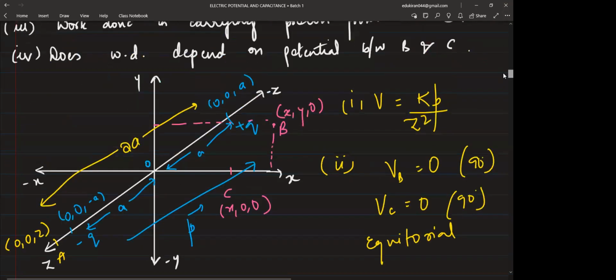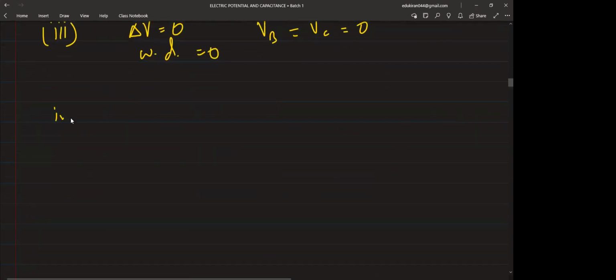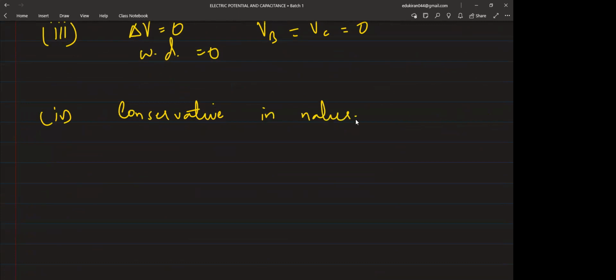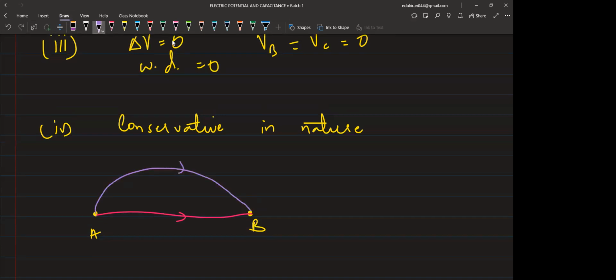Last part, does work done depend upon the potential between B and C? See, all these are conservative forces. Work done is conservative in nature. Now, what is meant by conservative? Suppose you have A point and here you have B point. This is the initial point A. This is the final point B. So from A to B, you go like this, or from A to B, you go like this.